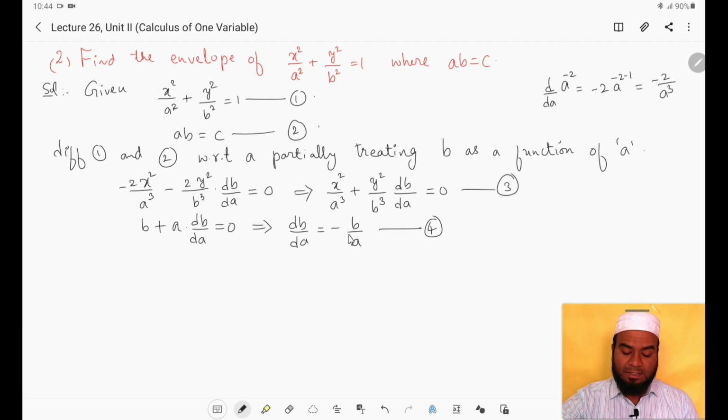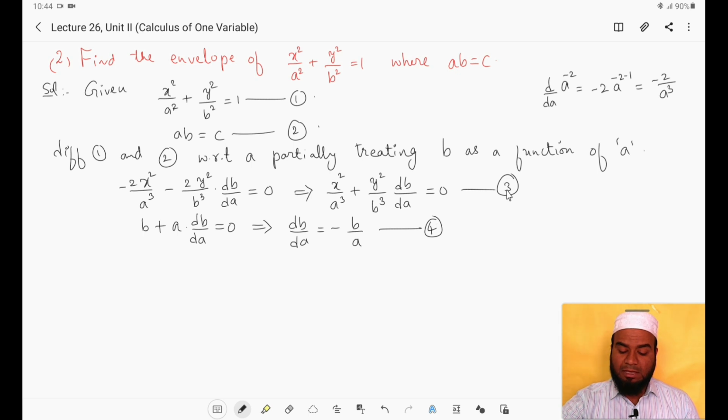How are we getting this minus b by a? db by da equals, bringing this b to the other side we get minus b, then taking a down into the denominator, we get minus b by a. So now from equations 1, 2, 3 and 4 we have to eliminate the parameters a and b, and also eliminate db by da. Then we will get the required envelope.